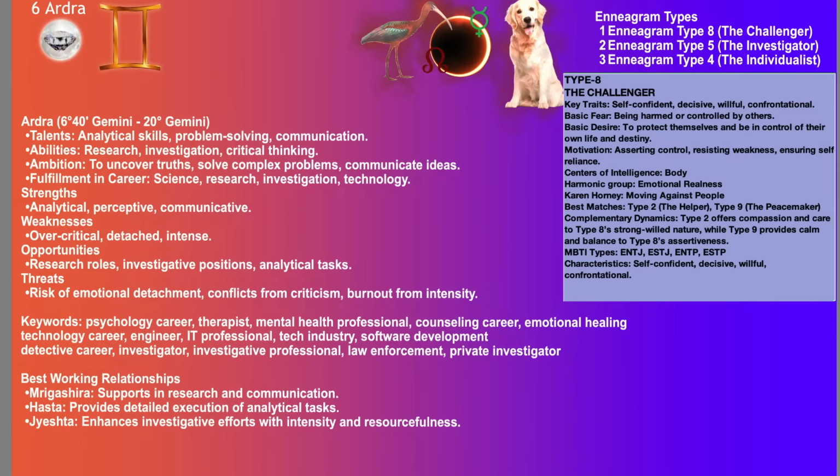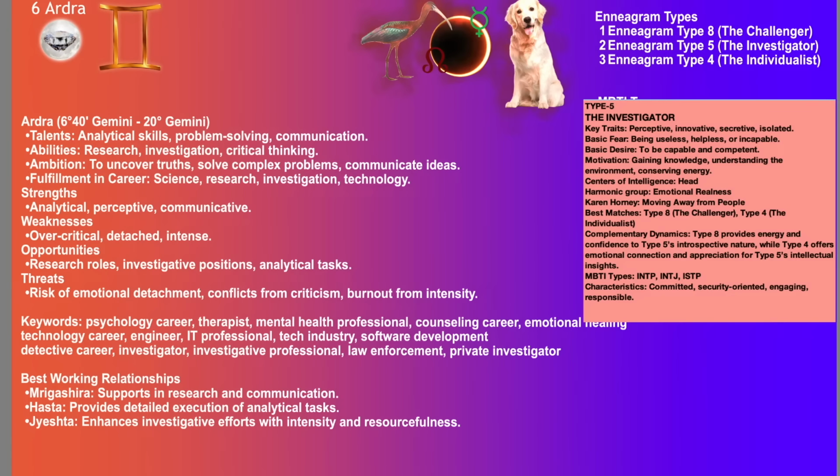Okay, think of it. The next one on our list is type 5. What kind of Enneagram is type 5? Type 5 is the investigator. Duh. So they are investigators here. Detective career, investigators, investigative professionals, law enforcement, private investigators.